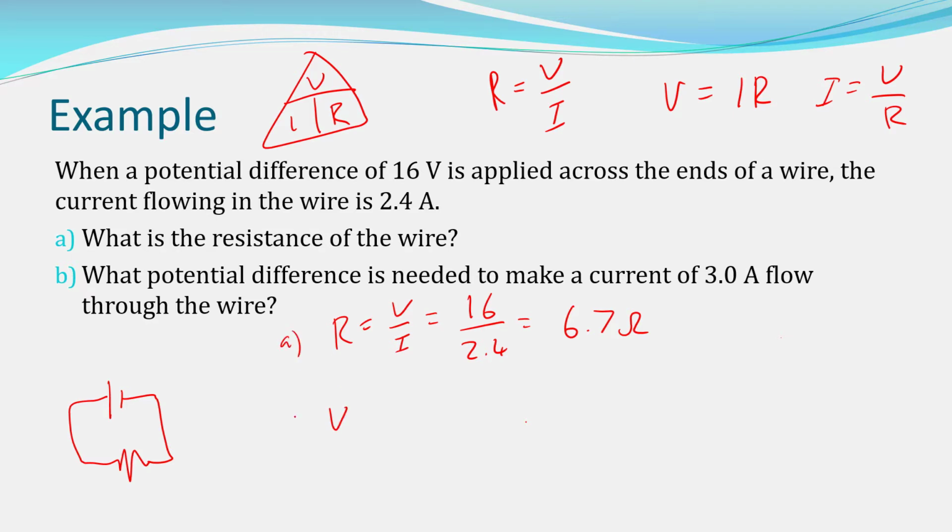So that's part A. And part B is just saying V equals IR, which is going to be 3 amps multiplied by the resistance. The resistance is 6.7 ohms. Now, we are making a big assumption here. We're making the assumption that the resistance of the wire is going to be constant regardless of the voltage. So that should end up being 20 volts.